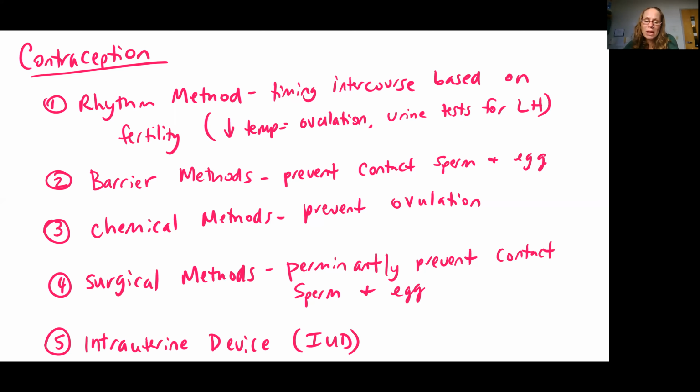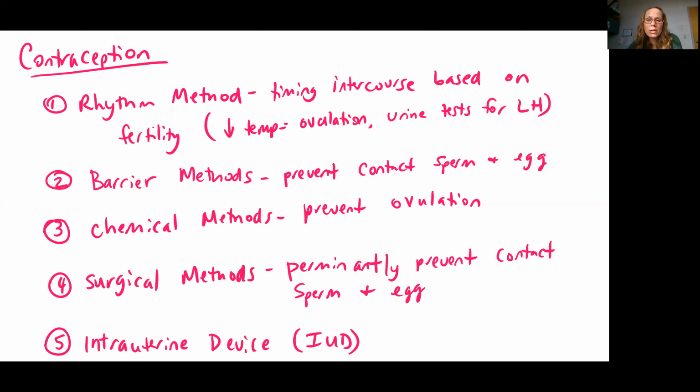In order for rhythm method to work well, the female has to be very familiar with her body, and you look at signals such as a decreased temperature and an increase in LH levels, which indicates ovulation. Barrier methods such as condoms or diaphragms are used to prevent the contact between sperm and egg. Chemical methods are usually just centered around the female, and these are things like the birth control pill, and there's other ways of administering these different hormones to prevent ovulation.